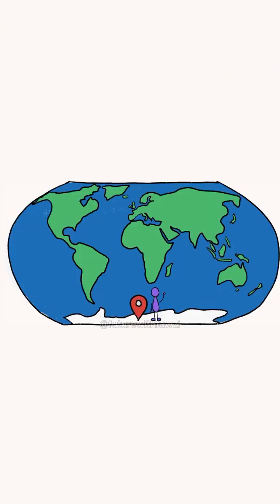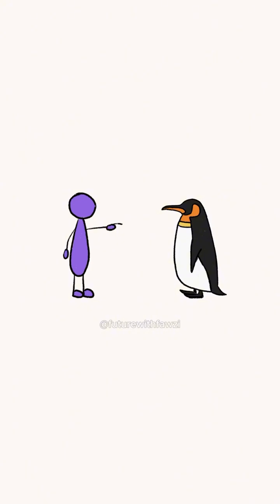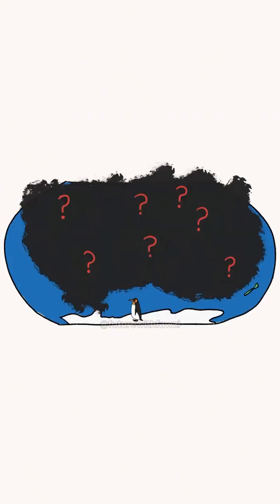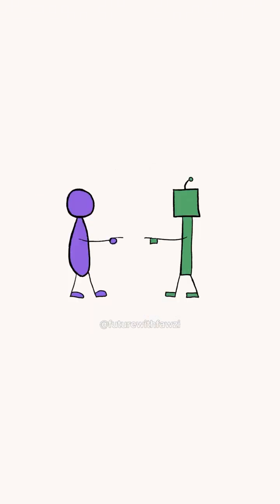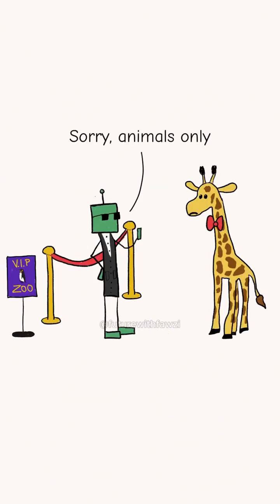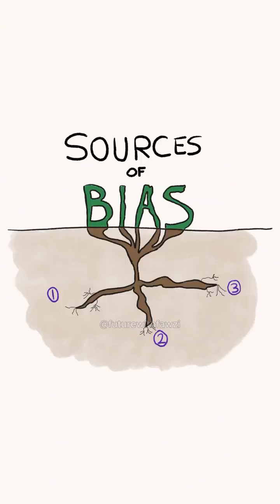Imagine a child who grew up in Antarctica and the only animal they ever saw was a penguin. They would think that penguins are the only animals in the world. But they have an incomplete worldview because they haven't seen all the other animals that exist. AI has the same problem, which can limit its abilities, but also create unfavorable outcomes for some people. And this bias can come from different sources.